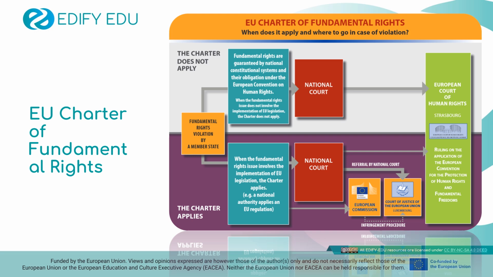For example, this connection exists when national laws implement an EU directive, when a public authority enforces EU law, or when a national court interprets EU law. If a national authority violates these rights while applying EU law, the European Commission can initiate a process to correct this, potentially bringing the issue to the Court of Justice of the European Union, to ensure that national laws or practices align with EU requirements.